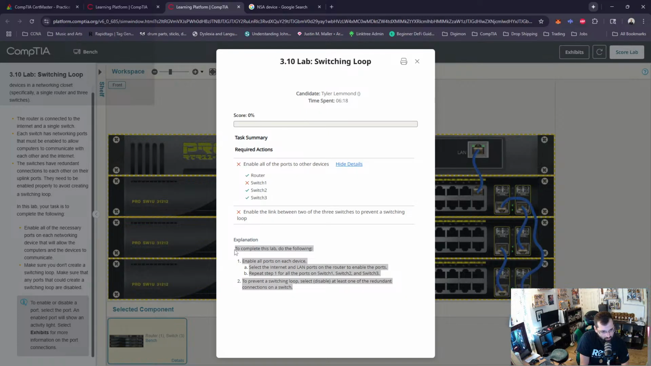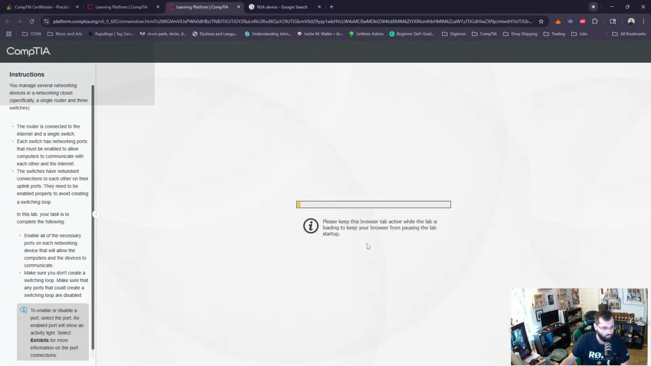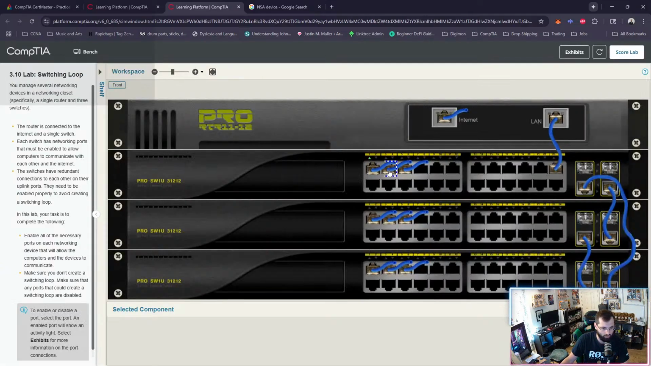To complete the lab, do the following. Enable all the ports on each device. Select the internet and LAN port on the router to enable ports. Repeat step 1 for all ports on switch 1, 2, and 3. Prevent a switch looping. Select disable at least one of the redundant connections. So it literally is that simple. Why do I always think that this is way more difficult than it is?